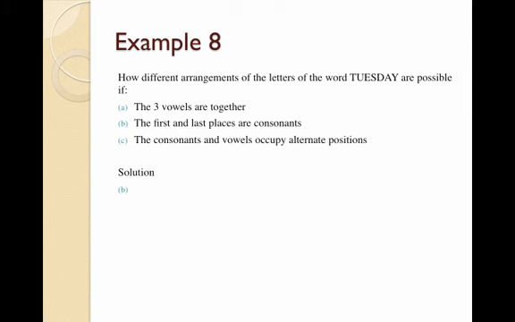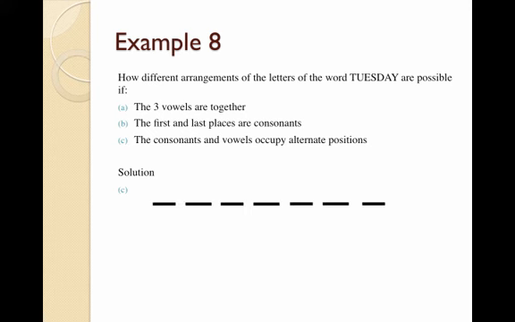For part B, the first and last places are consonants. So let's draw up 7 positions. The first position has 4 different consonants that can go first, meaning that the last position has 3 different consonants that can go last once we've used the first one. For the rest, there are 5 letters left over, which means 5 factorial different ways of arranging them. Using the multiplication principle, we're going to be multiplying 4 for the first letter, times 3 for the last letter, times 5 factorial for all the letters in between, giving us an answer of 1440 different possible arrangements.